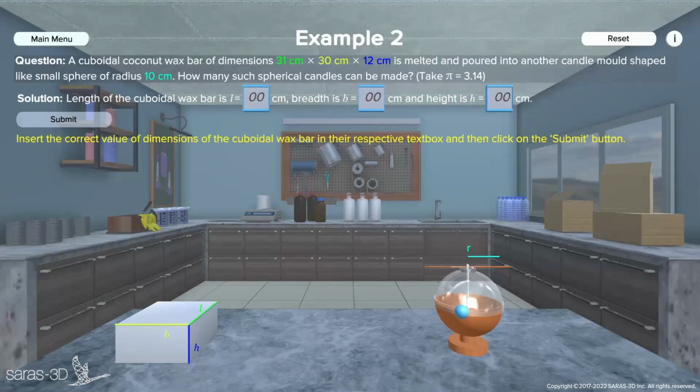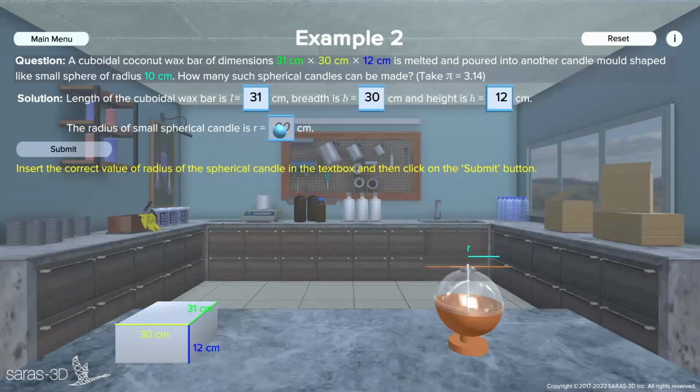Now for one spherical candle, we know the radius of it. We need to find out how many such spherical candles can be made. So how are we going to do it? We are going to find the volume of the cuboidal wax bar, we will find the volume of one spherical candle, and then we will divide both the values to find the number of spherical candles that can be made. So here the length of the cuboidal wax bar is 31 centimeters, breadth is 30 centimeters and height is 12 centimeters. Now the radius of the small spherical candle is given to us as 10 centimeters.